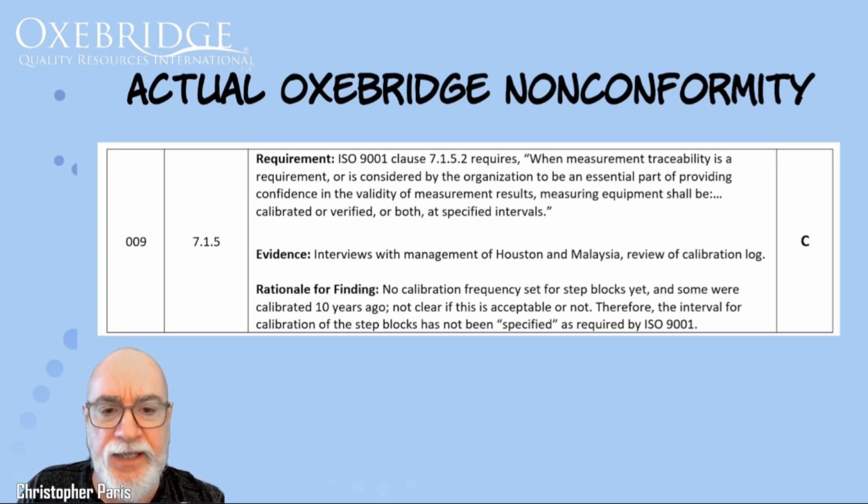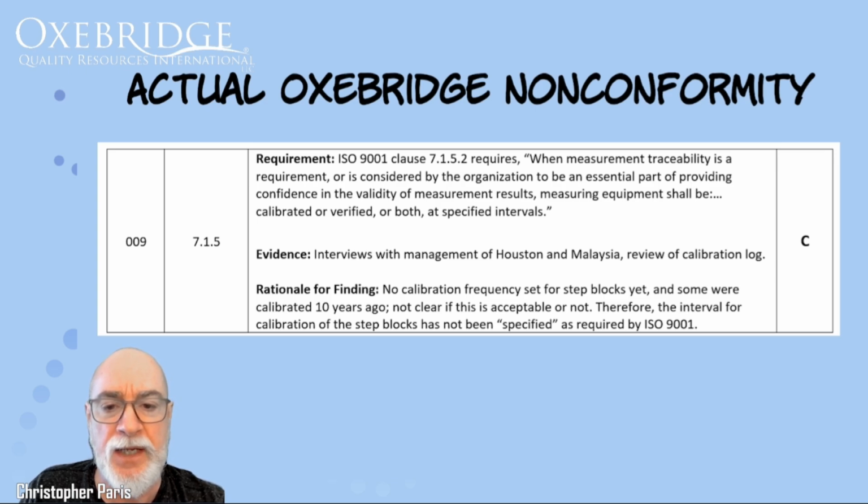Okay, I then have the evidence. Notice that it says interviews with management of Houston and Malaysia, reviewed the calibration log. So they can go back to the management. I didn't put names in. I don't need to. They know who they are. But in this case, they go back to the management. They can confirm that, and they can go check the calibration log.